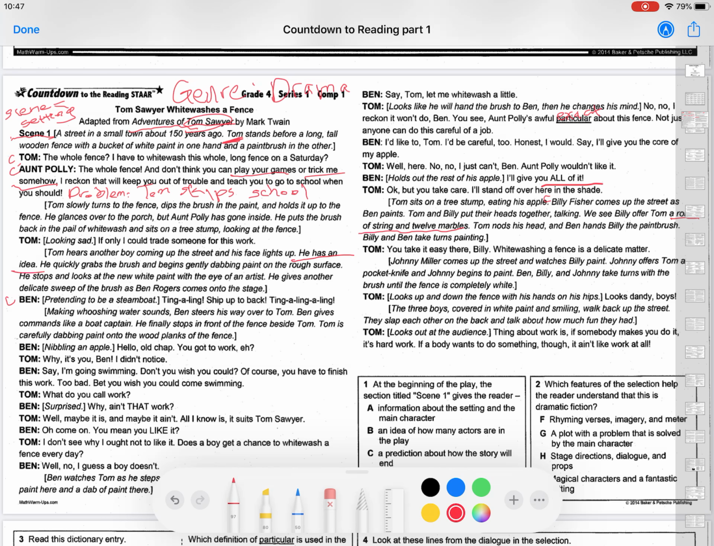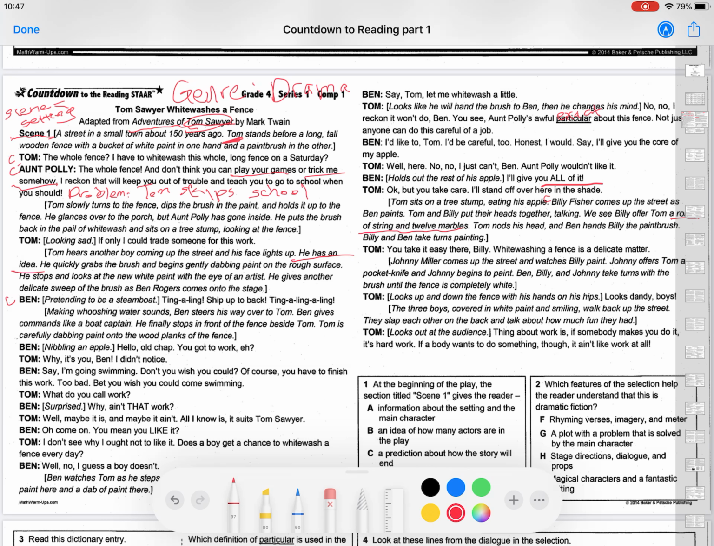Tom. You take it easy there, Billy. Whitewashing the fence is a delicate matter. Johnny Miller comes up the street and watches Billy paint. Johnny offers Tom a pocket knife and Johnny begins to paint. Ben, Billy, and Johnny take turns with the brush until the fence is completely white.